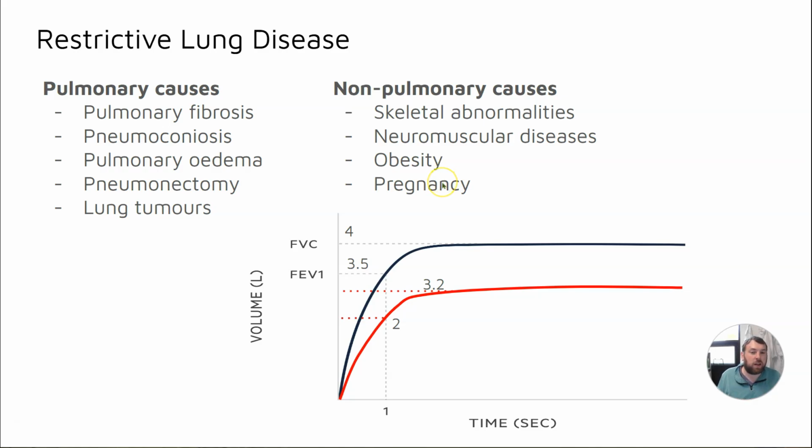And even pregnancy, if you have a child inside your uterus and it's pushing on the diaphragm, the diaphragm is not able to move enough, yeah, that could cause some restrictive lung problems.